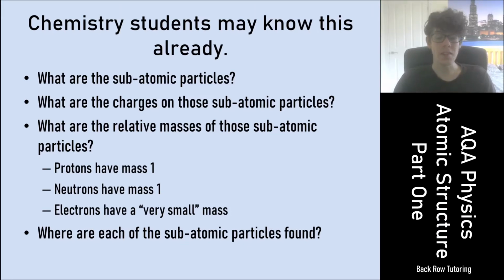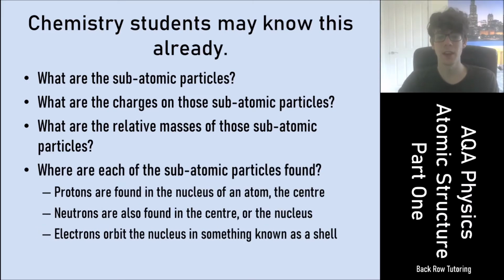Where are each of the subatomic particles found? Protons are found in the nucleus of an atom, the centre. Neutrons are also found in the centre, or the nucleus. Electrons orbit the nucleus in something known as a shell. So both protons and neutrons are found in the centre, or the nucleus, and electrons orbit around that nucleus of an atom.